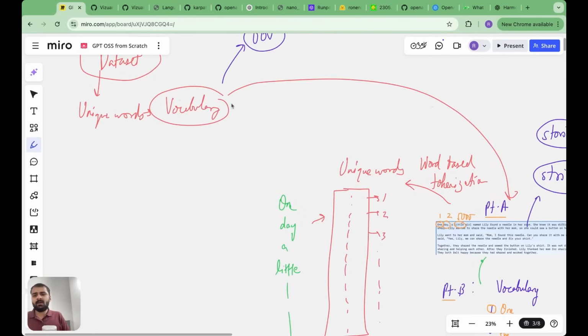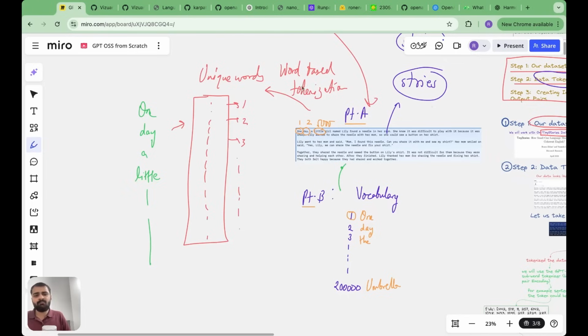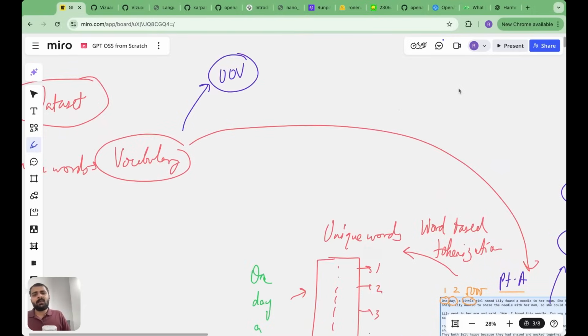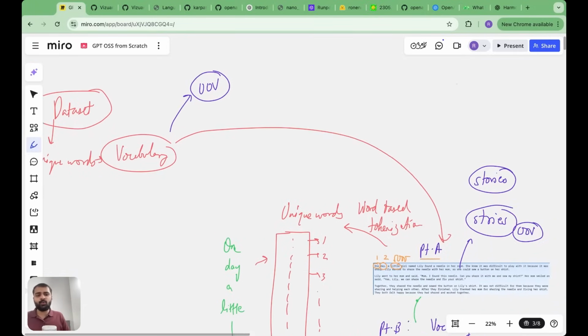So if you have taken a lot of words in the English language and created a vocabulary out of it, this word does not belong there. So then there is no token ID assigned to this word. That's called the out of vocabulary problem, which is bad for us. Then the language model will not know what to do with this word.